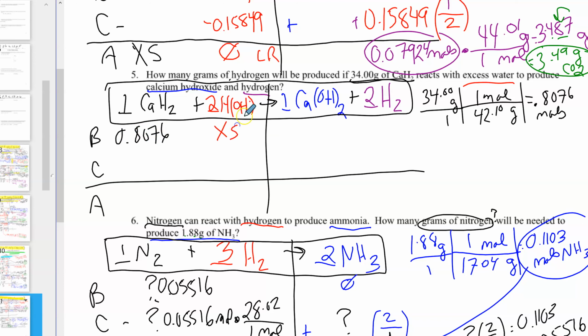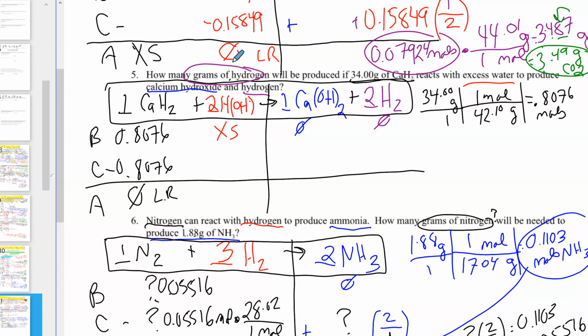Before the reaction starts, how much water do I have? Excess. I've got a whole lot. Before the reaction starts, no products. You don't have brownies until you make brownies. So before the reaction, no products. During the change, what's going to run out first? The 0.8076 or the excess? Well, you're definitely going to run out of the 0.8076. And so during the change, it's all used up. There's none left over. That's your limiting reactant. Now, it doesn't ask me about how much water is used up, so I'm just going to skip that for now. What they want to know is grams of hydrogen.